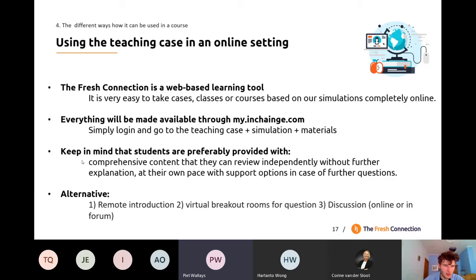An alternative, of course, is to have a remote introduction and then introduce the students to a specific topic, for example a specific block of this teaching case, then ask them the respective assignment question, and split them up into virtual breakout rooms. We just heard from a professor in the previous webinar that they are doing this themselves and that it works really well. Breakout rooms can be used with tools such as Zoom. For those who don't know Zoom, Zoom is a webinar tool that is freely available. So split up your students in teams, they split up in breakout rooms, and then they can solve the question. And then in the end, you have a group discussion online or in a forum where you can ask your students to present, for example, their findings. That's one way to go.